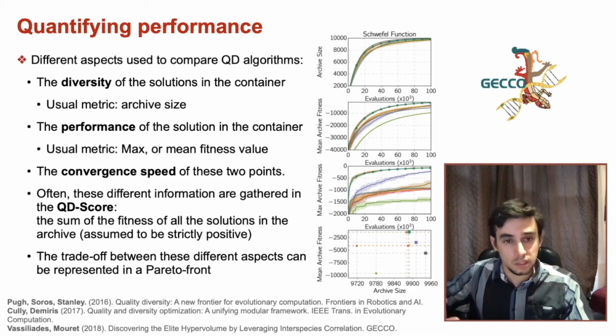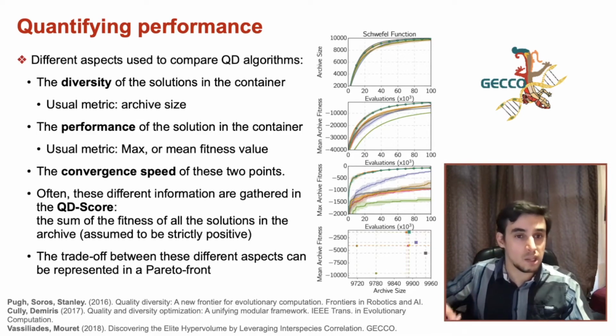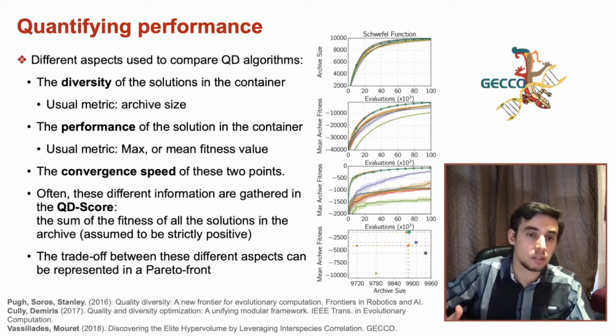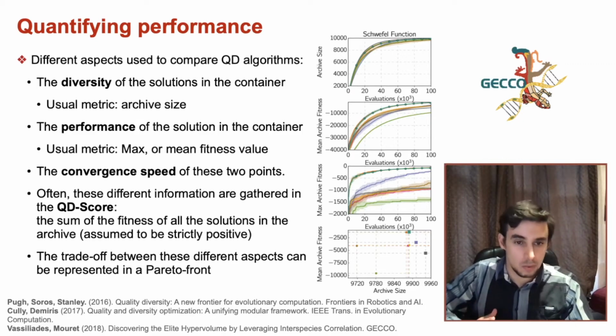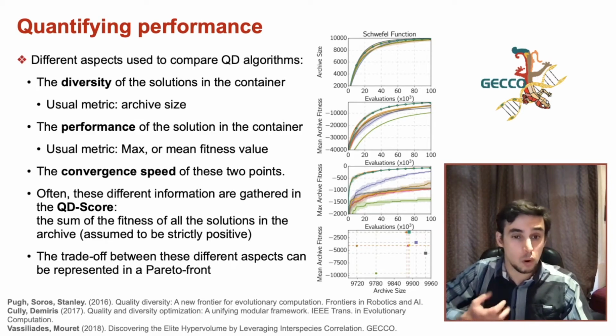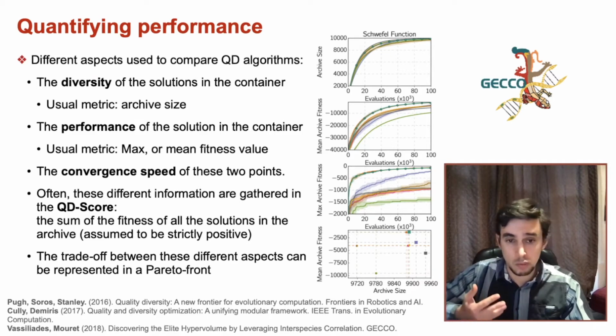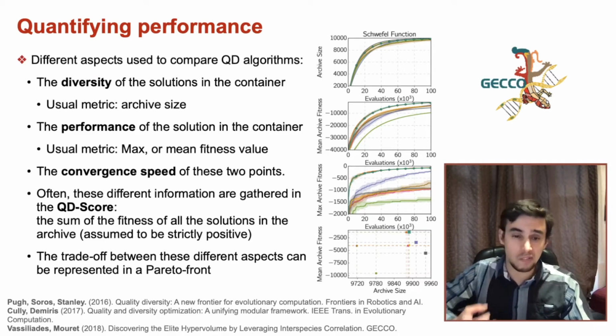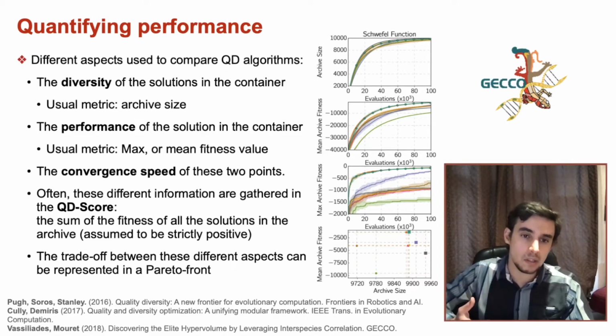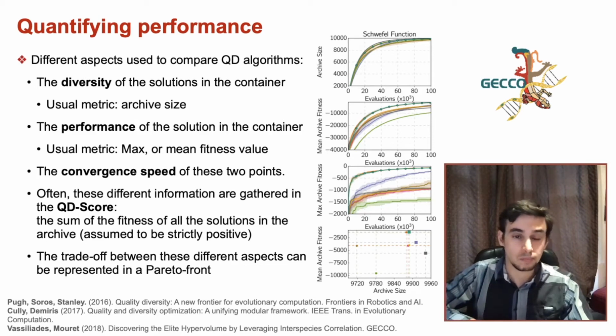Often, in the quality diversity literature, those two aspects, diversity and performance, are gathered into a single score that we call the quality diversity score. It's defined as the sum of the fitness of all the solutions that are contained in the archive, assuming that the performances are strictly positive. So in this case, having more solutions, even if they are weak, would be a good thing, or having very, very good solutions would also be a very good thing, but obviously having a lot of excellent solutions will be the best way to have a high quality diversity score.